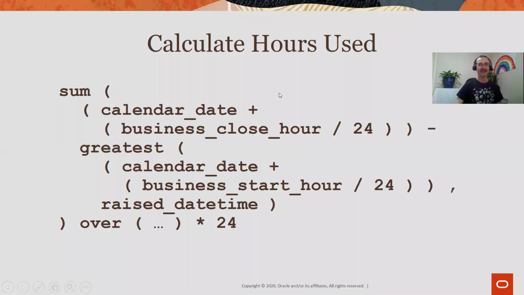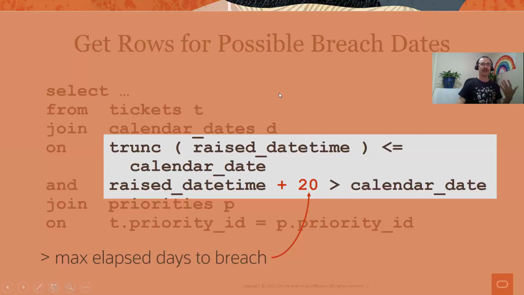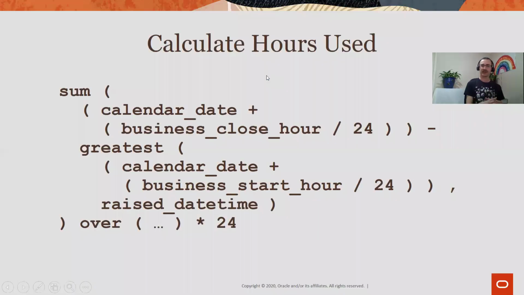So the next thing we need to do is actually calculate how many working hours have been used by the end of each of these dates that we've found. So we've got all these dates, how many working hours have been used by the end of that date? So how do we do that? Well, we can use the sum function as an analytic to get the running total.